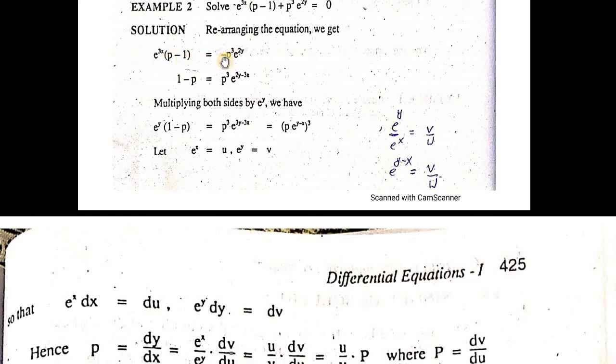Then multiplying both sides by e power 3x. So on simplification, e power 2y divided by e power 3x will become e power 2y minus 3x. This is the result. Now if we divide this equation by e power y, here e power y will be simplified with e power 2y minus 3x, and thus it will become e power 3y minus 3x.